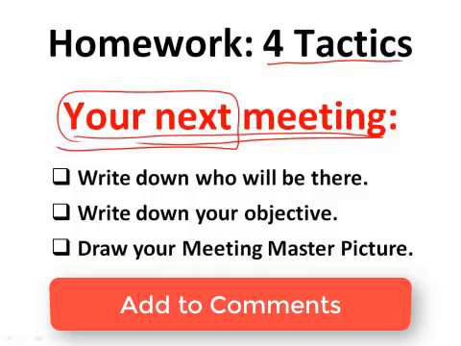I want you to take a moment and write down on a piece of paper who is going to be there. You don't have to even draw a picture. We'll save the picture for later. Write down who is going to be there. Then write down your objective for that meeting. Whether you're running the meeting or you're just a participant, write down your objective.